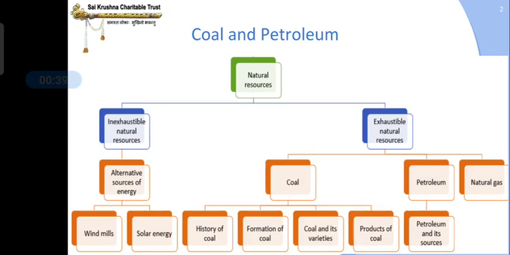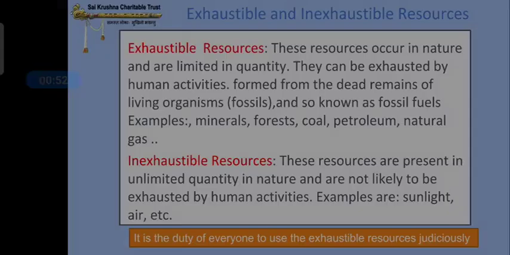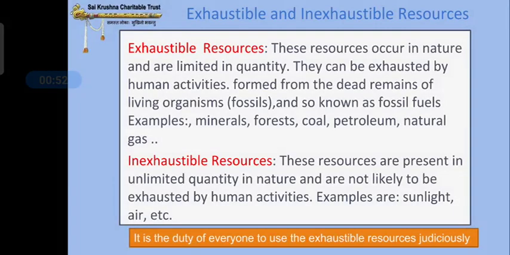In coal, we will be studying about the history of coal, formation of coal, coal and its varieties and the products of coal. And under petroleum, we will be studying about petroleum and its sources. Okay. So we have studied about natural resources and exhaustible and inexhaustible resources in the natural resources unit.